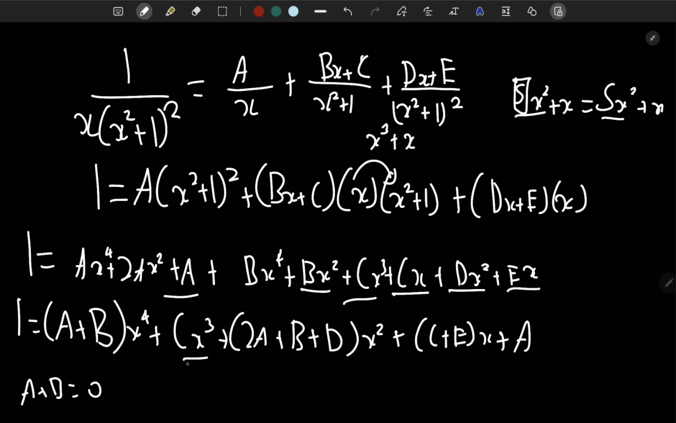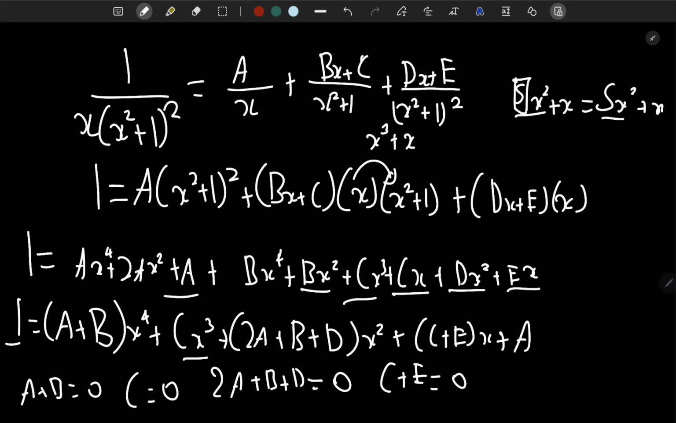Now for Cx to the power of 3, do we have an x to the power of 3 on the left hand side? No, right? So C is equal to 0. Now moving on, is there any coefficient for x to the power of 2 on the left hand side? No, right? So it's going to be 2A plus B plus D is equal to 0. Very simple, right? Now C plus E times x, but we don't again have any x on the left hand side, so C plus E is also equal to 0.